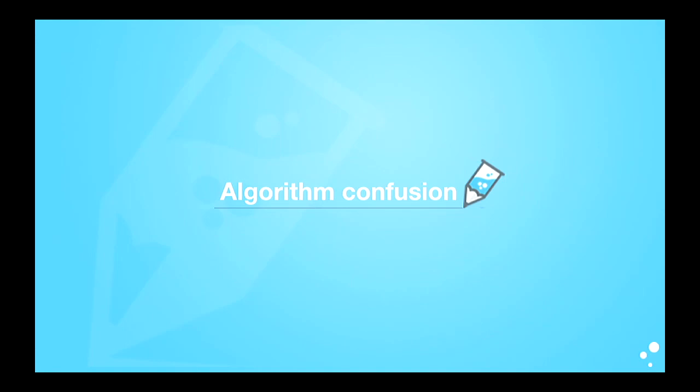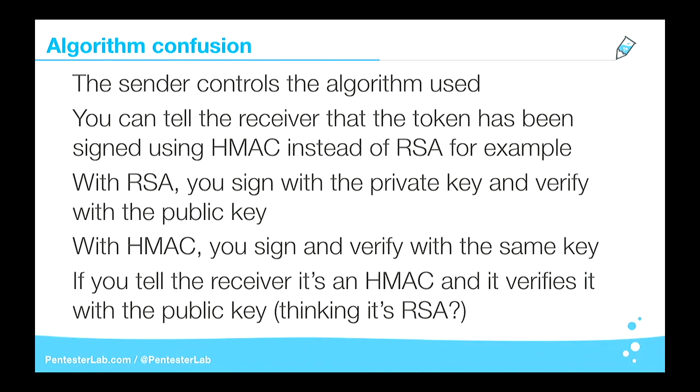Now we're going into the juicy stuff. Algorithm confusion. The sender controls the algorithm used. When I'm trying to attack an application, I get to pick what algorithm is used to sign the token. The server side may reject it because it doesn't support this type of algorithm, but I get to pick. If you're using RSA, you sign the token using your private key, and you verify it using your public key.